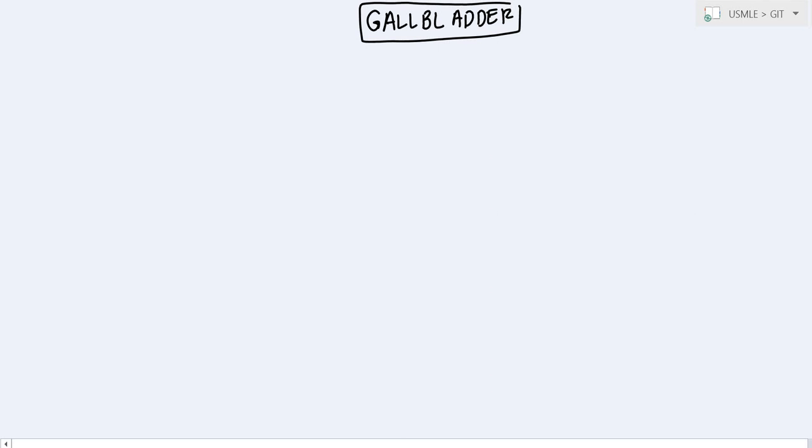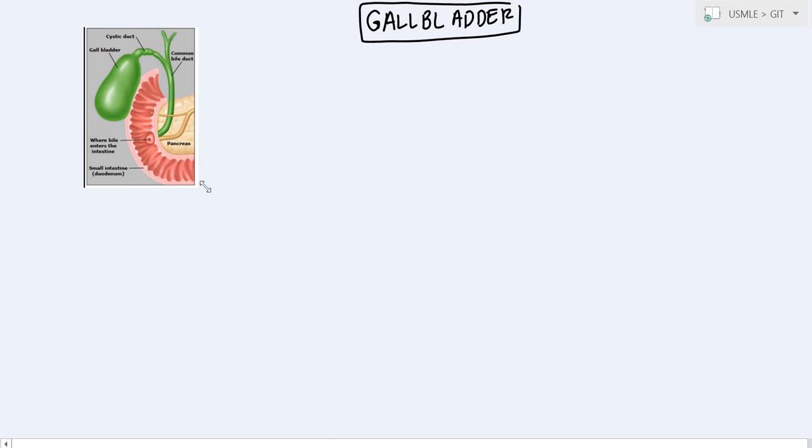Okay, so now we're going to take a look at the gallbladder. Specifically, just for right now, we're going to look at the stones that are common in the gallbladder and the infections. So to get a quick understanding, let's just take a look at a picture of the gallbladder here.